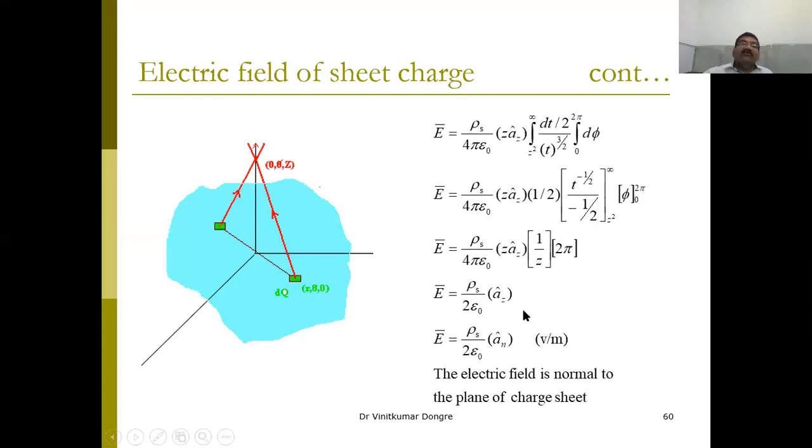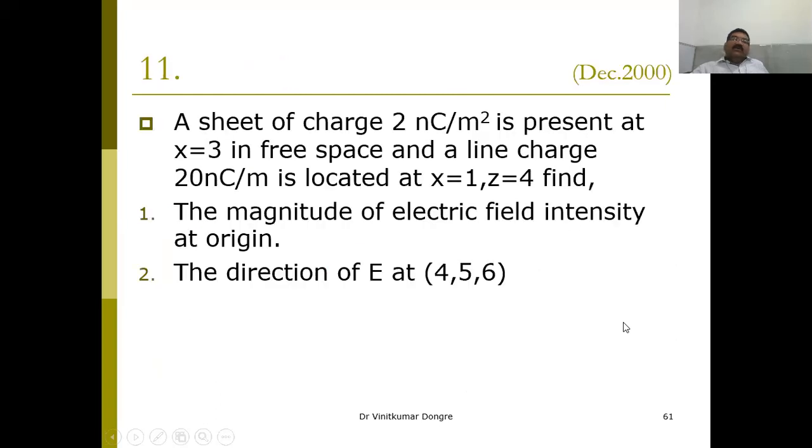So this final formulation is most important. That is the electric field intensity normal to the plane of the charge sheet. So that is rho s upon 2 epsilon, a_n, per meter. So it is simply rho s upon 2 epsilon a_n. So you just simply find the unit vector, that is a_n, normal to the plane of the charge sheet. Okay, this a_n you calculate, your problem is straight. Nothing is there. Okay, so we will go for the problem.